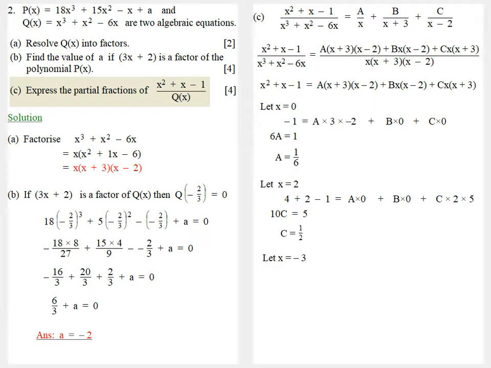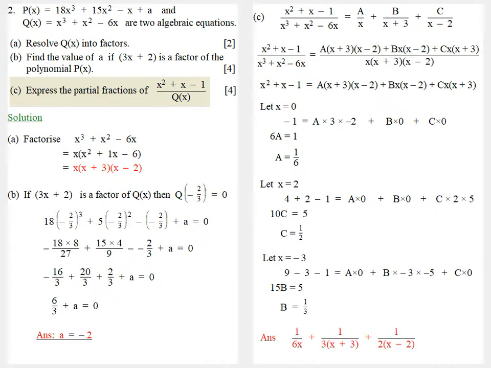And the third value to choose for x is x equals minus 3. Now on the left hand side you get minus 3 squared plus minus 3 minus 1, so that's 9 minus 3 minus 1. And on the right hand side you get a times 0 plus b times minus 3 times minus 5 plus c times 0, which gives you 15b is equal to 5. And so b is equal to a third.